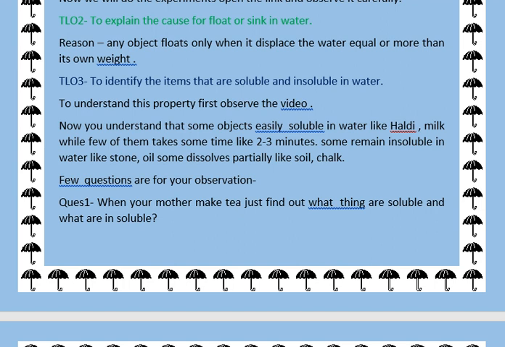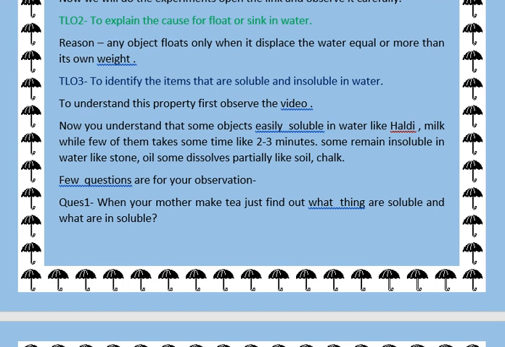Our targeted learning outcome 3 is to identify the items that are soluble and insoluble in water. To understand this property, you have to first watch the video link. Then you will understand that some objects are easily soluble in water like haldi and milk, while a few of them take some time, like 2 to 3 minutes, like sugar. Some remain insoluble in water like oil or stone, while some dissolve partially like soil and chalk.